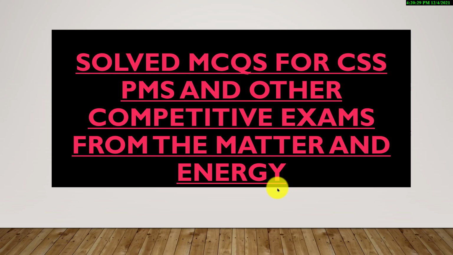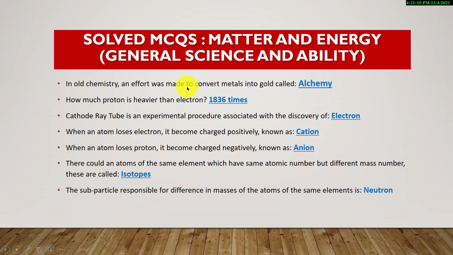In this video, I am going to share with you solved MCQs for CSS, PMS and other competitive exams from the Matter and Energy, General Science and Ability portion. In old chemistry, an effort was made to convert metals into gold, called alchemy.